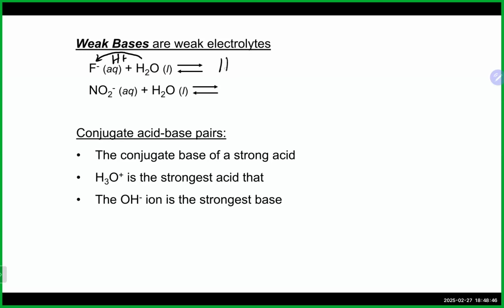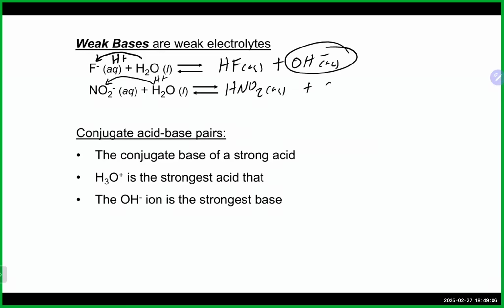So that will give us, which is very common, the acid it comes from, the HF, and that will produce our hydroxide, which essentially is what makes it a base. Here, same deal, our nitrite is going to accept the H plus. That again is going to form the acid it comes from, which is nitrous acid. And by donating that H plus over, we get our OH minus being formed, which again is what makes it a base.